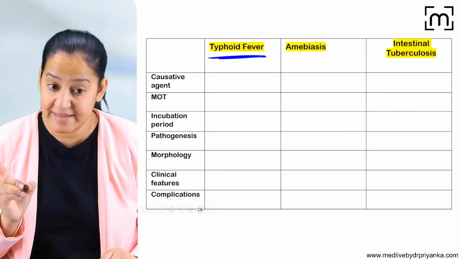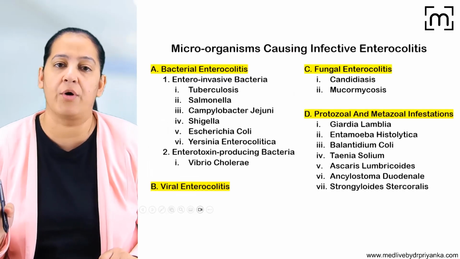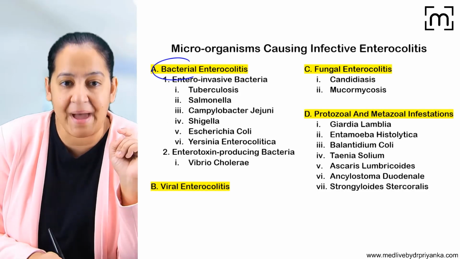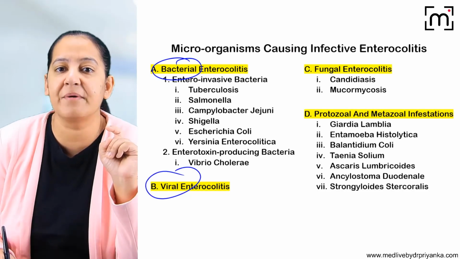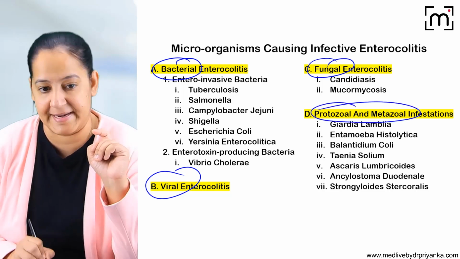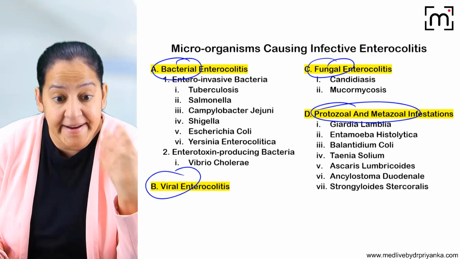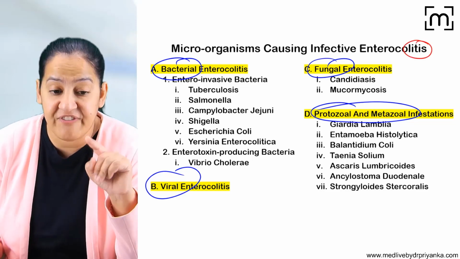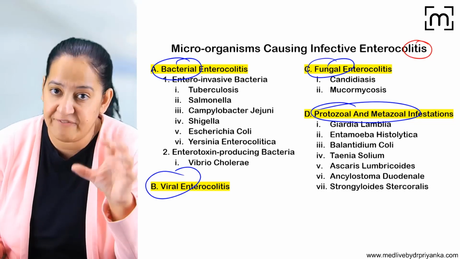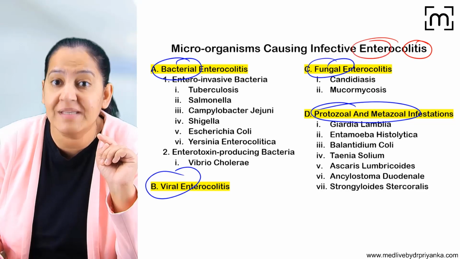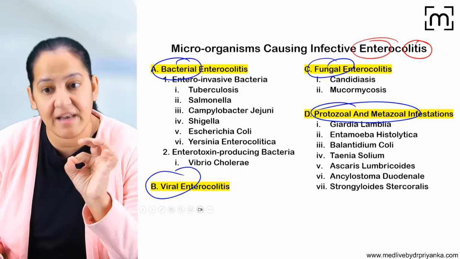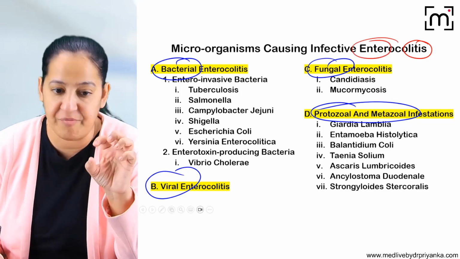Before that I will give you the list of complete microorganisms. Some of them are bacteria, some of them are viruses, some of them are fungi, and some of them are parasites. These are the organisms that cause infection in the intestine. Itis means inflammation and infection. Entero means intestine. So it is the intestinal infection and inflammation by a list of microorganisms.